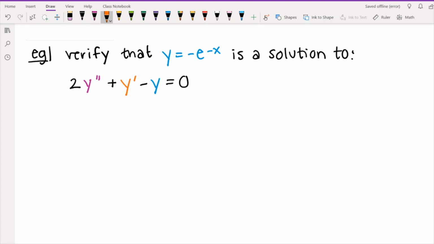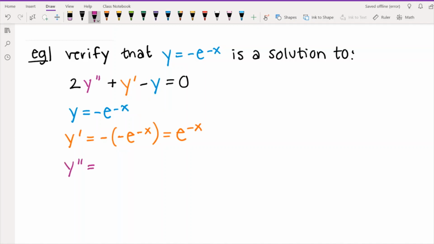So we want to start with y prime. Maybe I'll write down y as well, even though we have it above. We know that y is equal to negative e to the negative x. What is y prime? Well, we would bring this negative sign along, but then we would use the chain rule, and we would get negative e to the negative x. Altogether, that would actually give us positive e to the negative x. And then what about y double prime? Well, now we would take the derivative of y prime, and we would use the chain rule, and we would get, again, negative e to the negative x.